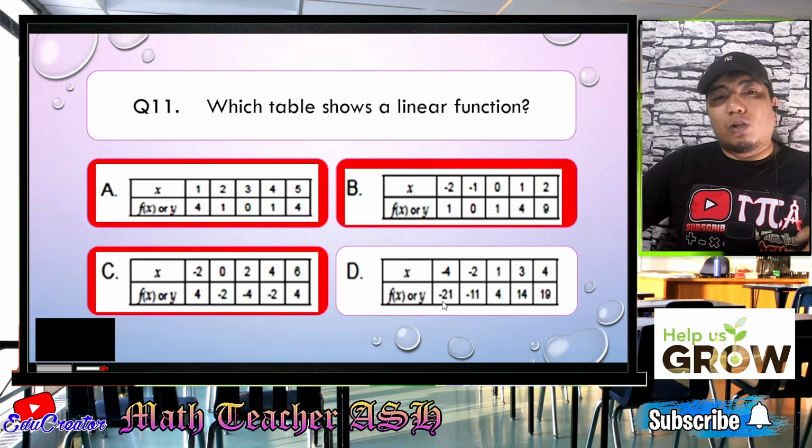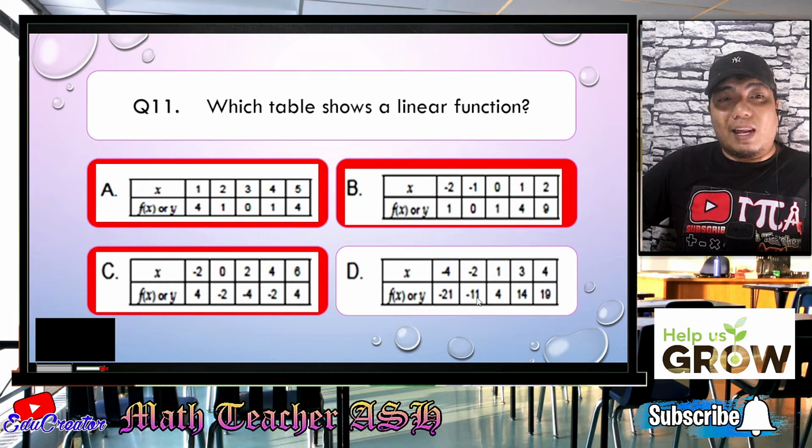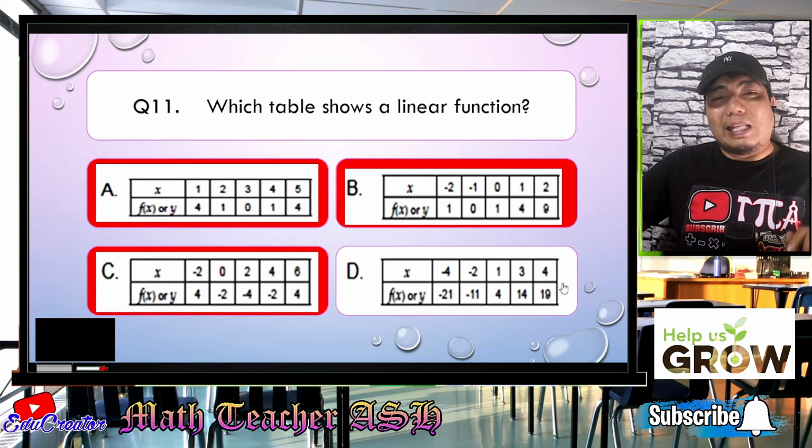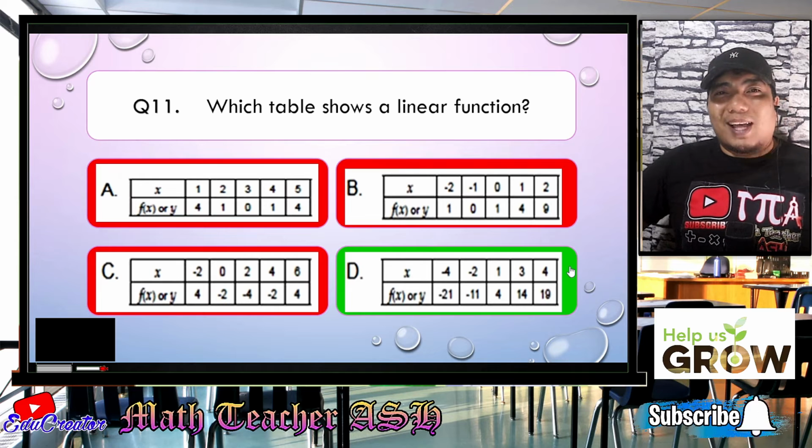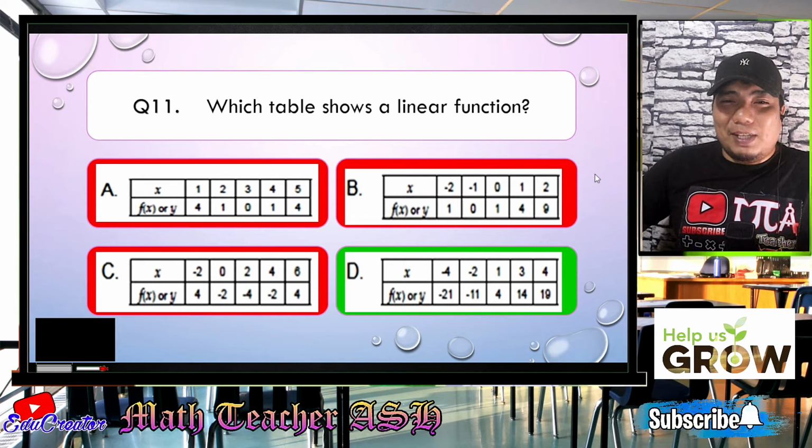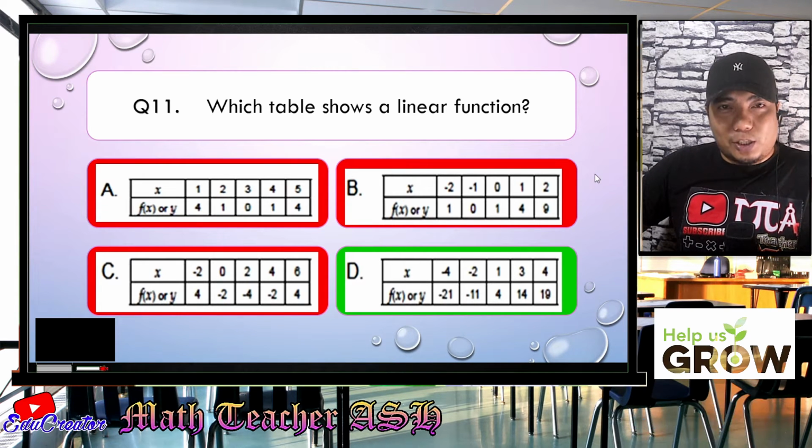Why? Because we have here negative 21, negative 11, so it is increasing. Positive 4, increasing again. Positive 14, increasing again. Positive 19, increasing. So basically, we got our answer. Right? Very easy, my dear math learners. So now, let us go to question number 12.